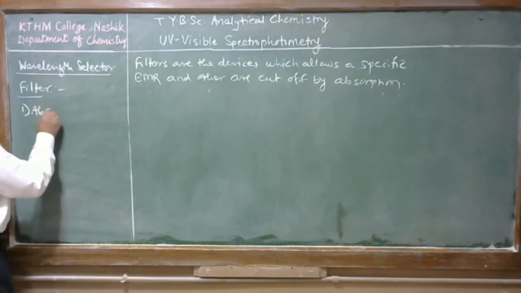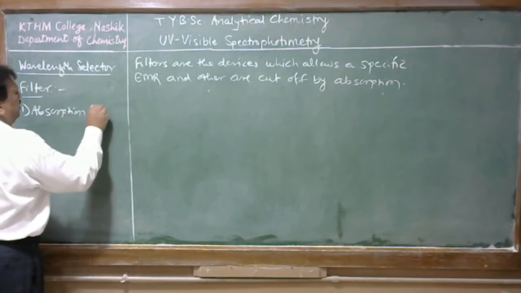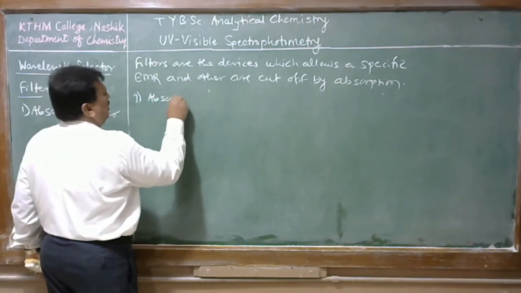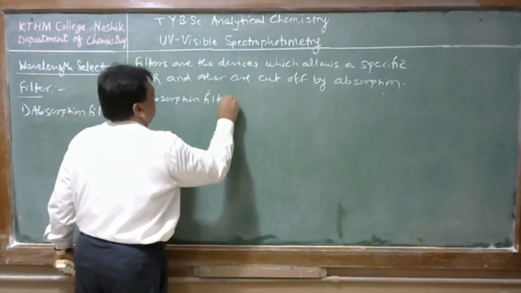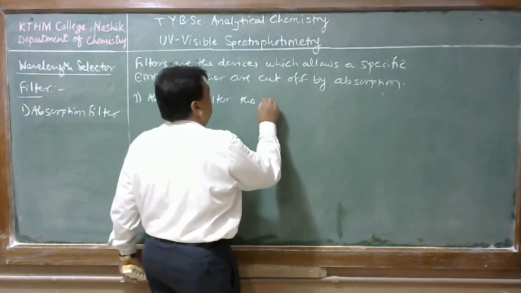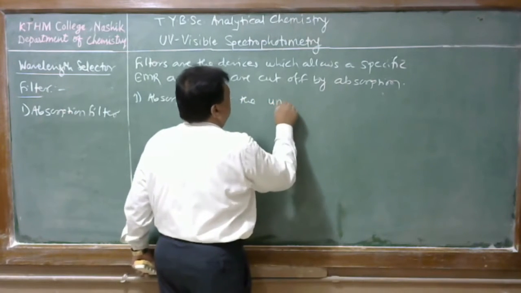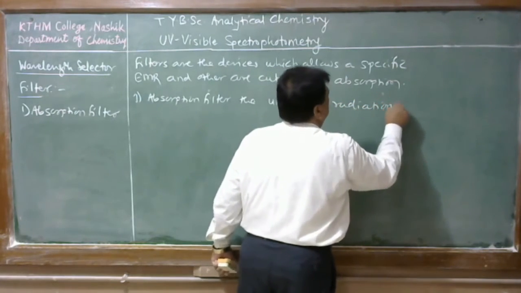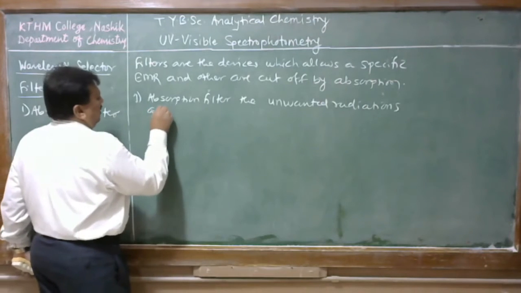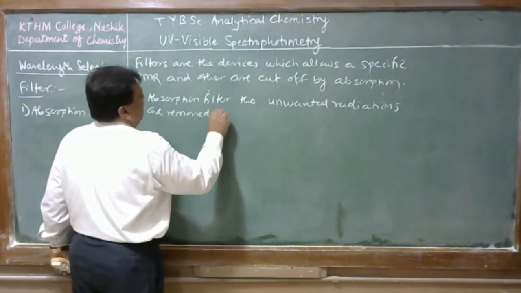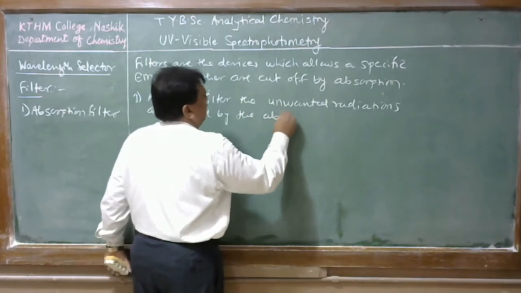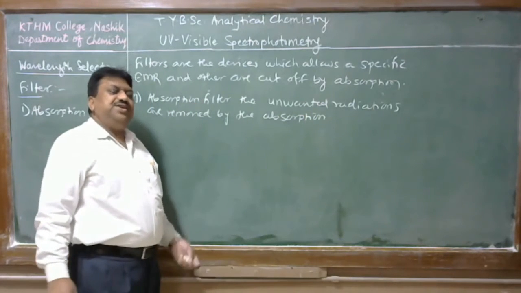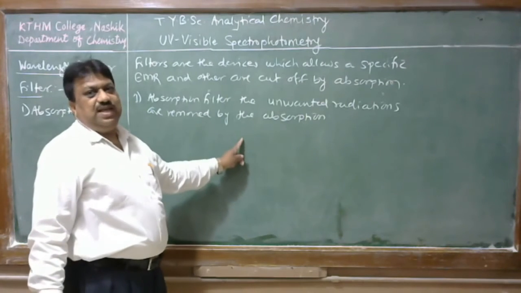Number one is called the absorption filter. In an absorption filter, the unwanted radiations are removed by absorption. Here, unwanted radiation means radiations which are not required for the analysis.